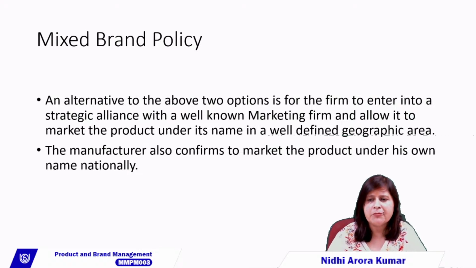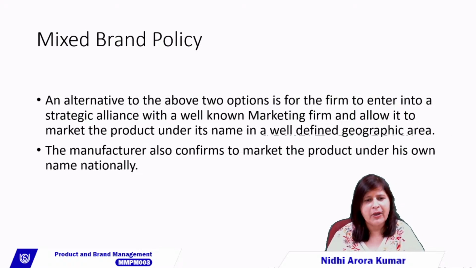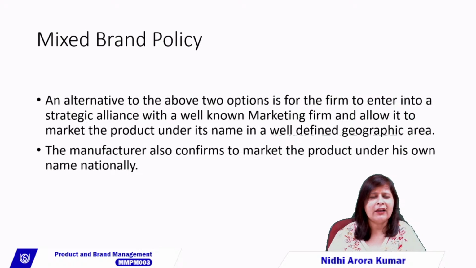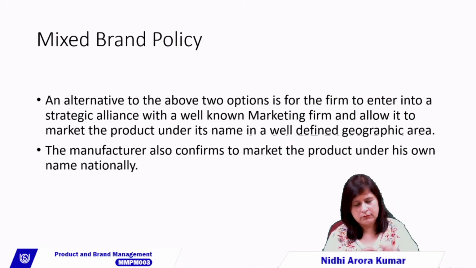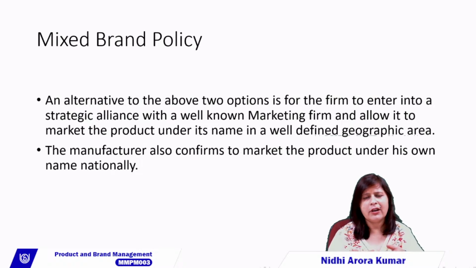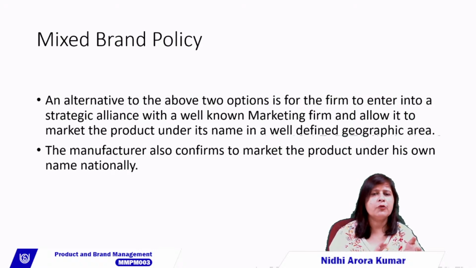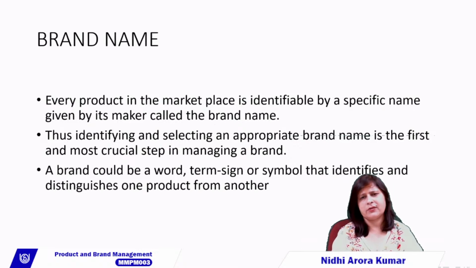The firm enters into a strategic alliance with a well-known marketing firm and allows it to market the product under its name in a well-defined geographic area. The manufacturer also continues to market the product under his own name nationally. So the manufacturer and the distributor can make an alliance, they can sign up something so that both get benefited from this, right?